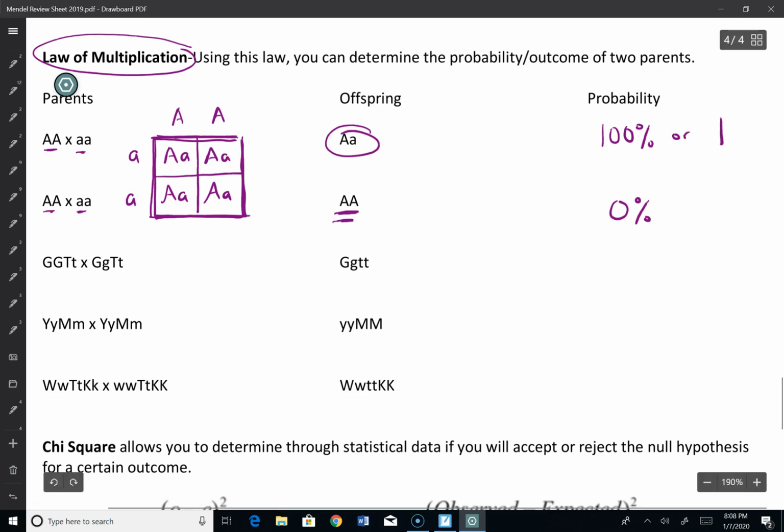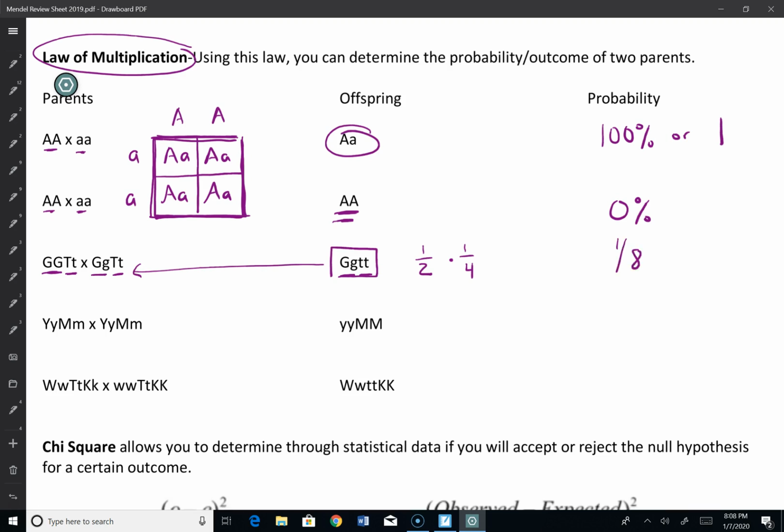So let's look. Capital G, lowercase g, capital G, lowercase g. What are the odds from that pairing of getting a capital and a lowercase? And if you do that, the answer is 1/2. If I have capital T, lowercase t, what are my odds of getting 2 lowercase t's? Well, that's going to be 1/4. So my total chance of this happening from those two parents is 1/8 of the time. That will happen. 1 out of 8 chances.